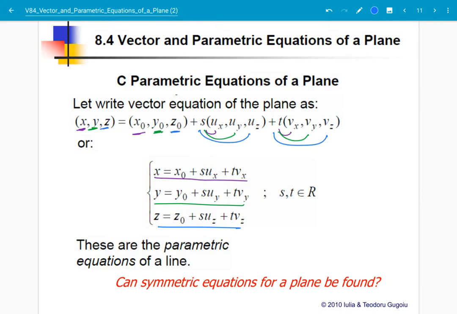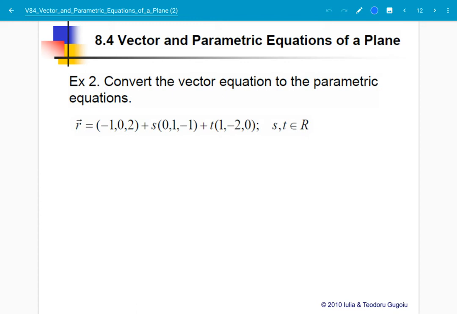So can symmetric equations be found for a plane? Remember, symmetric equations, we solved for the parameter. We solved for t, the scalar parameter. We have both s and t. So no, there is no. It's not possible. There's no symmetric equation for a plane. It's only for a line in 2 space and for 3 space.